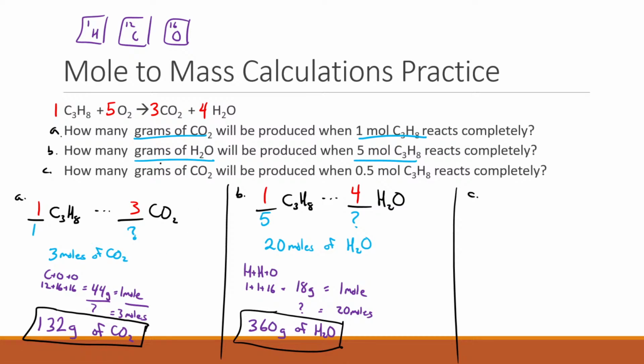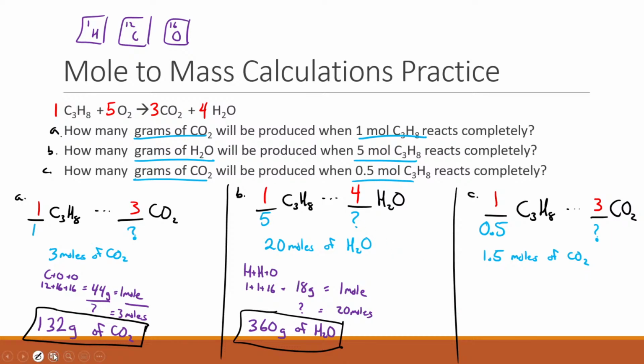Let's look at our third one. How many grams of carbon dioxide will be produced when 0.5 moles of C3H8 reacts completely? So again, we're pulling out carbon dioxide and C3H8, taking our numbers from our balanced equation. We have grams of CO2, 0.5 moles. So moles is going to go in the bottom. We're going to put that question mark there. 1 over 0.5 equals 3 over x. 1 over 0.5 equals 3 over 1.5 moles of CO2.